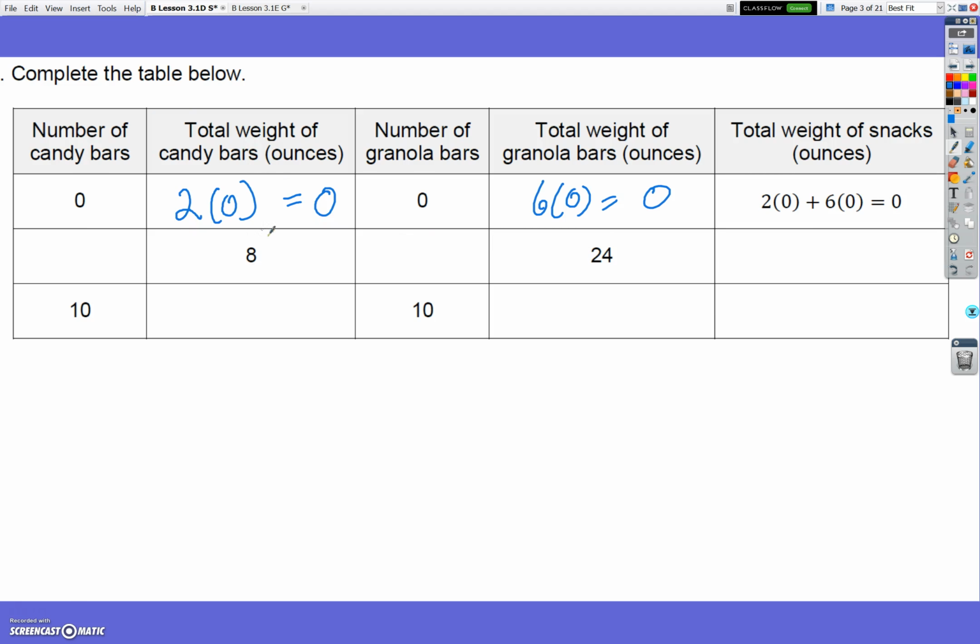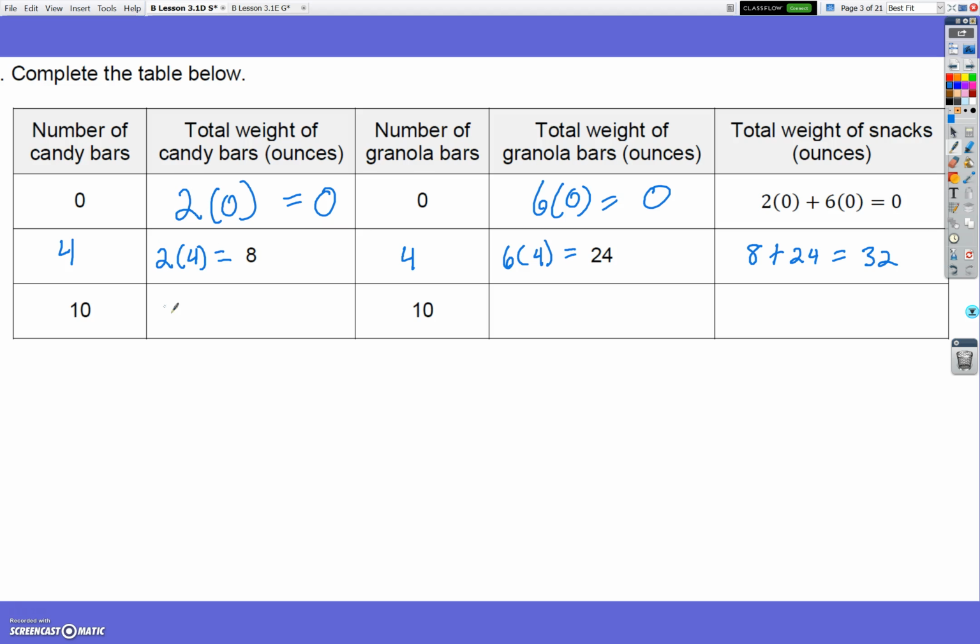So now let's go ahead and look at this. If you have 8 ounces of candy bar and each one was 2 ounces, that means you would have had 4 candy bars. Because if each is 2 ounces, you have 4 of them, you'd have a total of 8. Same idea, if you have a total of 24 ounces of granola bars and each granola bar is 6 ounces, you would have a total of 4. Because 6 ounces per granola bar, you have 4 of them, that would equal 24. So if you took your weight of 8 ounces of candy bars plus 24 ounces of granola bars, you would have a total of 32 ounces of junk food.